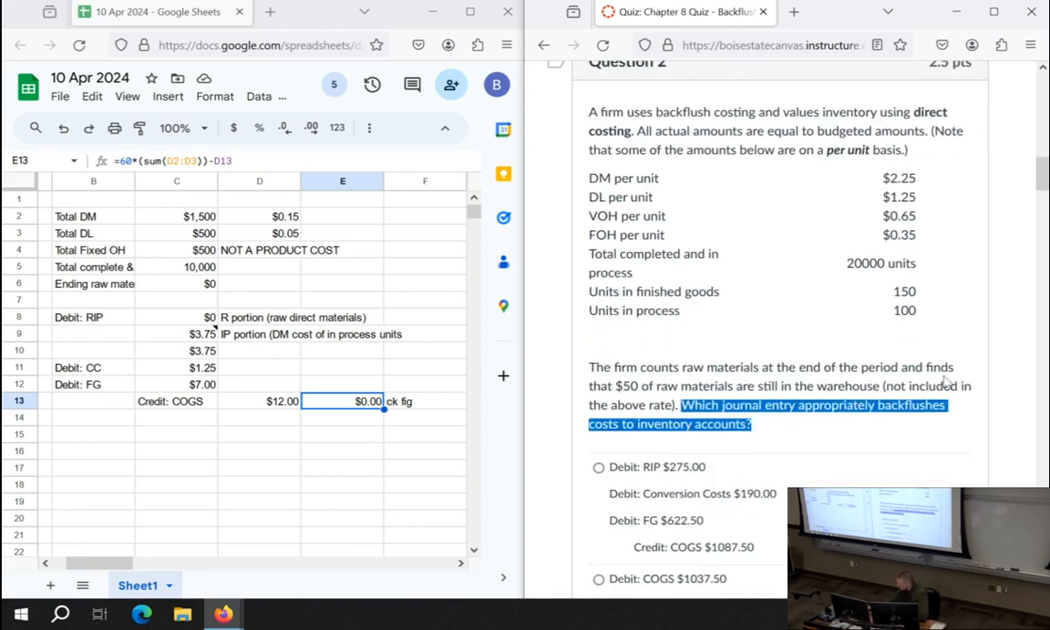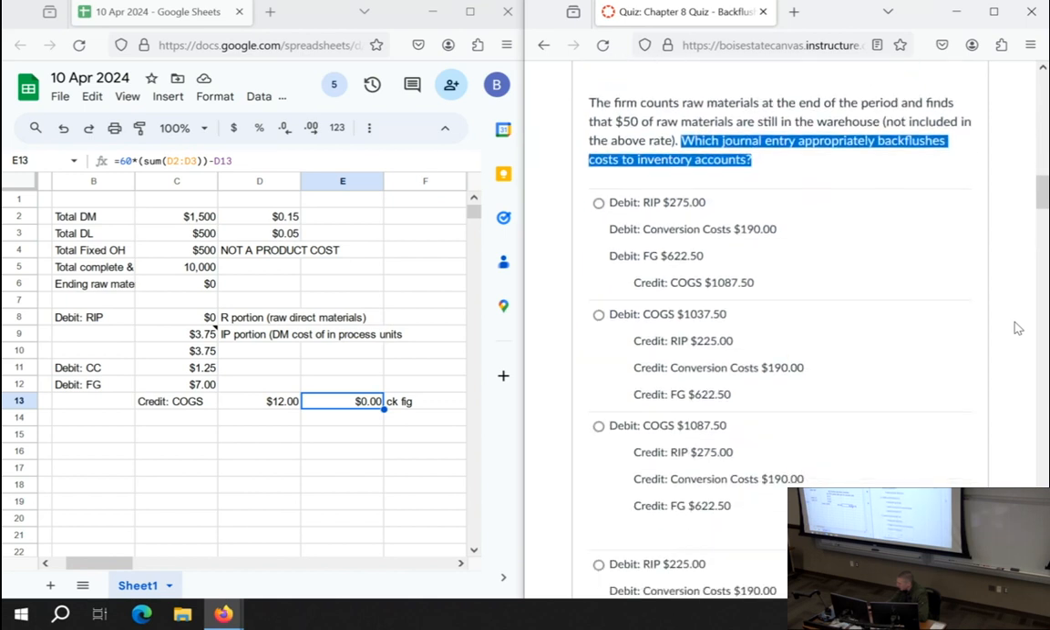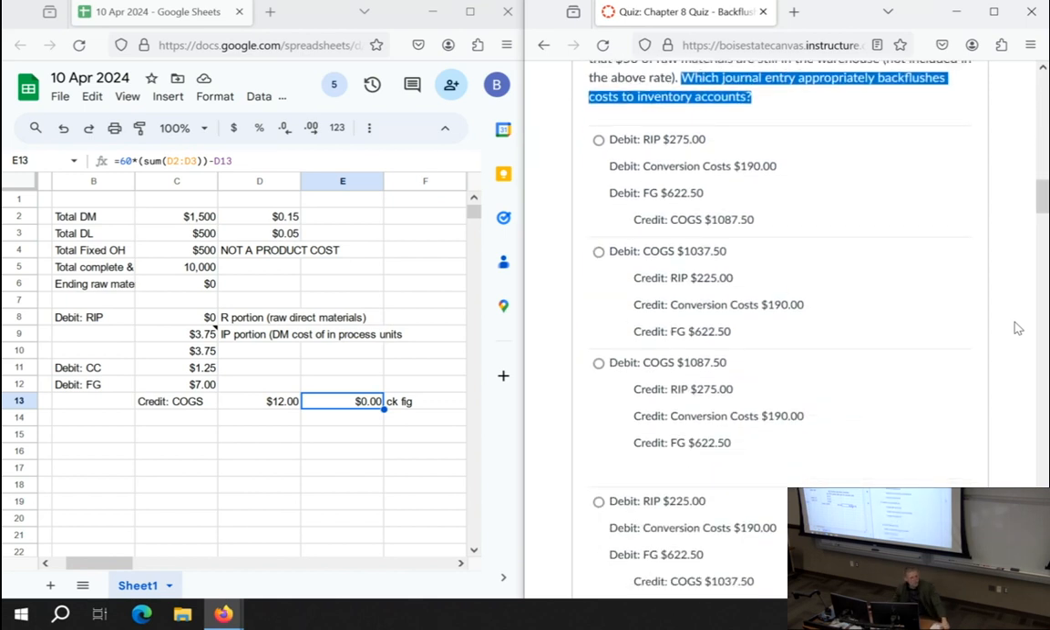All right, so what exactly is it? Oh, asking again for journal entries that backflush correctly. So which two can we remove? The debit to COGS. Yes, that's not going to be ever right to backflush by debiting cost of goods sold. We're going to reduce the cost of goods sold. Cost of goods sold is an expense account. It goes up with a debit. So to reduce it and put some of that debit balance into the balance sheet by backflushing to the inventory accounts, we're going to have to credit cost of goods sold.